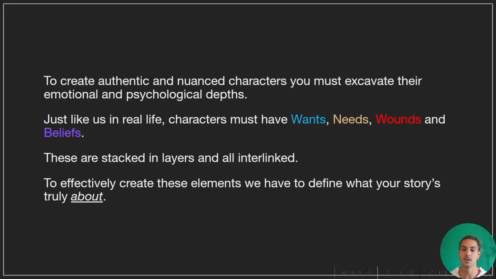So to create authentic and nuanced characters, you need to excavate their emotional and psychological depths. Just like us, I approach this with the idea that characters have to have wants, needs, wounds, and beliefs. And these are stacked in layers and all interlinked. And to effectively create these elements, we have to define what your story's truly about. And we're going to do that in the first main step of the character alchemy process. So join me in the next lesson where we'll be doing just that.